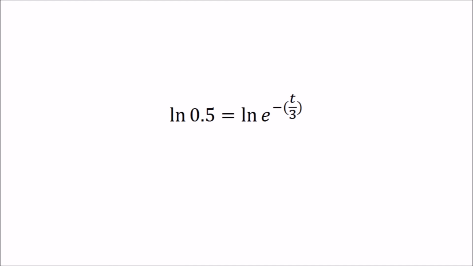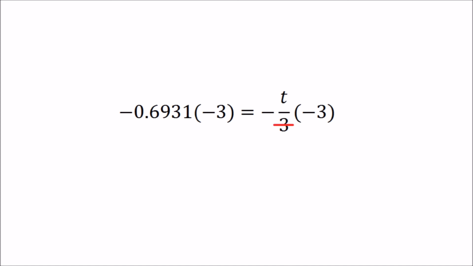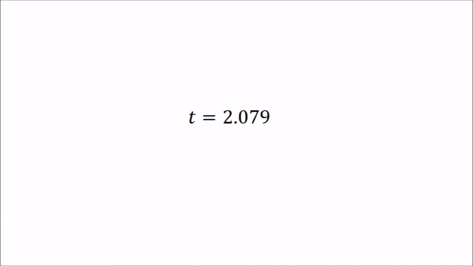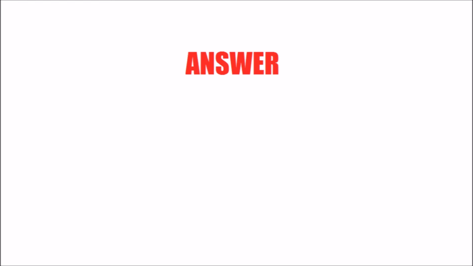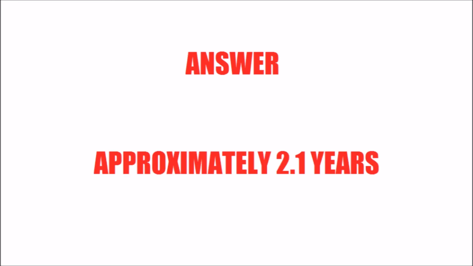Back to the equation, if we apply ln to both sides of the equation, that would leave us with approximately negative 0.6931 is equal to negative t over 3. Last, we must multiply both sides by negative 3 to get rid of both the denominator and sign. The final result is t equals 2.079. Therefore, it would take approximately 2.1 years, rounded up, for the computer to decrease to half its original value.